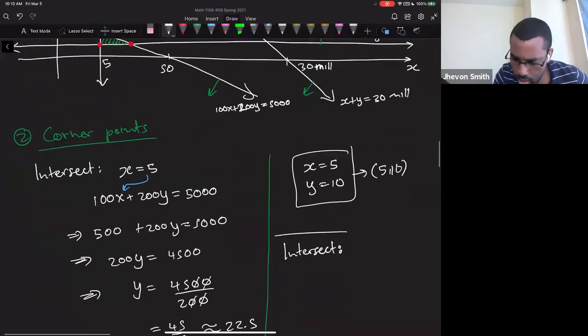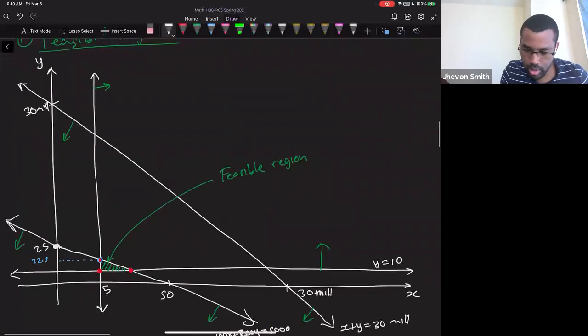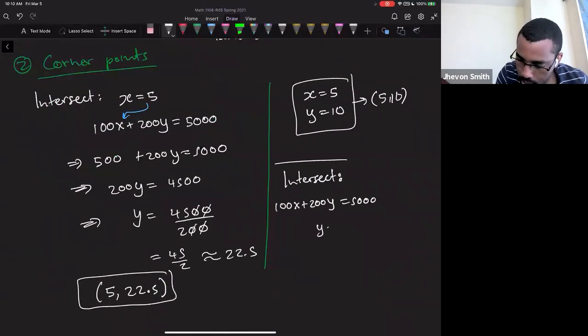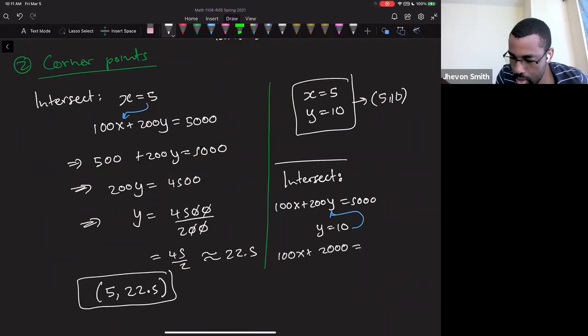the 100x plus 200y equals 5,000, and intersect that with y equals 10. So of course, I'm going to plug that in. I already know my y is 10. So I would have 100x plus 2,000 equals 5,000. So this means 100x equals, well, 3,000. And so x equals 30.